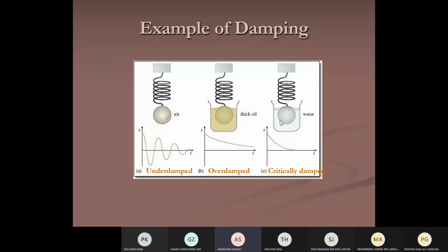The car one, I think, is oil. The absorber of the car is filled with oil, to damp the oscillation.